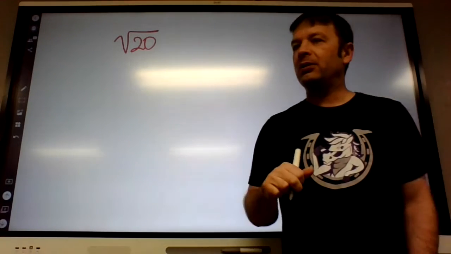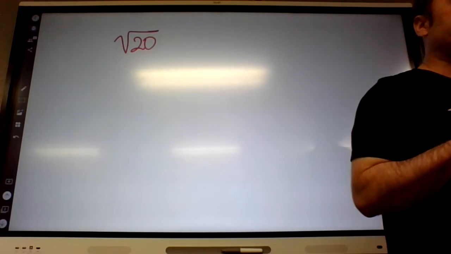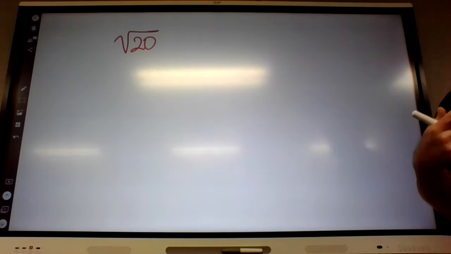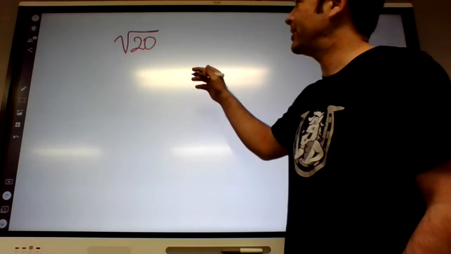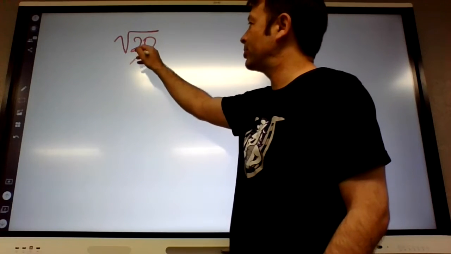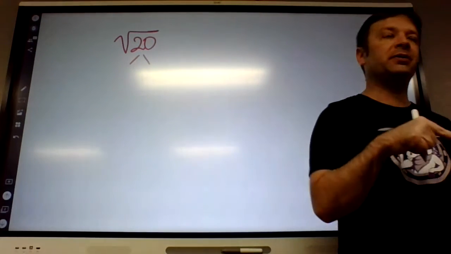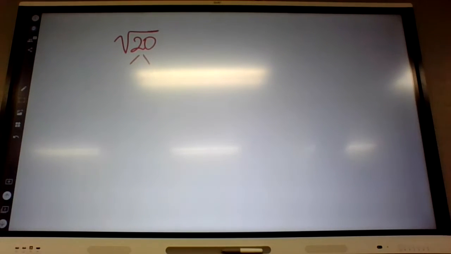A lot of you have calculators that can do this part. However, your calculators cannot do cube roots, or fourth roots or fifth roots. So we kind of need to learn how to do this without a calculator so we can do more complicated ones that your calculator can't do. Okay, so what you do is the factor tree.